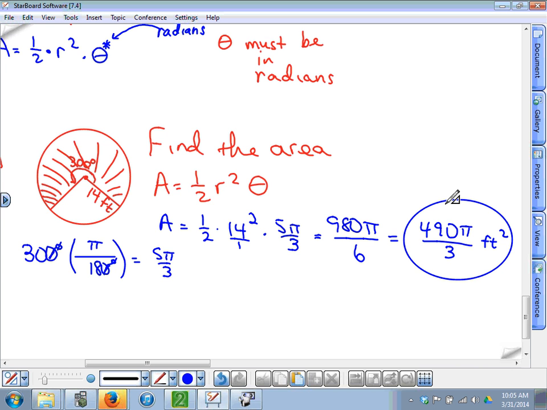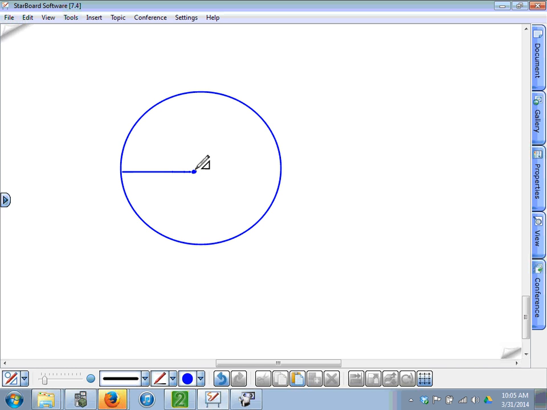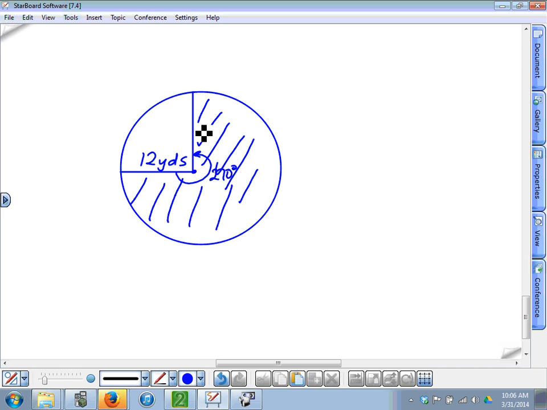So real quick, before the bell rings, we have a little bit of time. Let's help you with 21. So it's a circle. We have 12 yards, and the angle here is 270 degrees, and they want this sector right here. This is number 21.